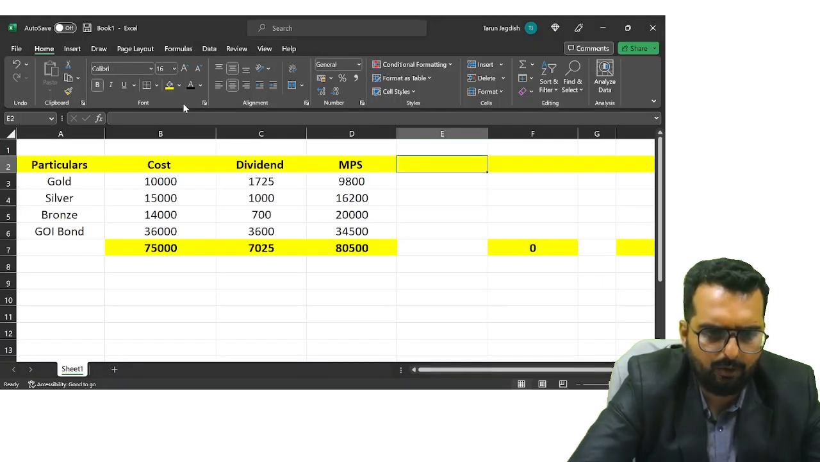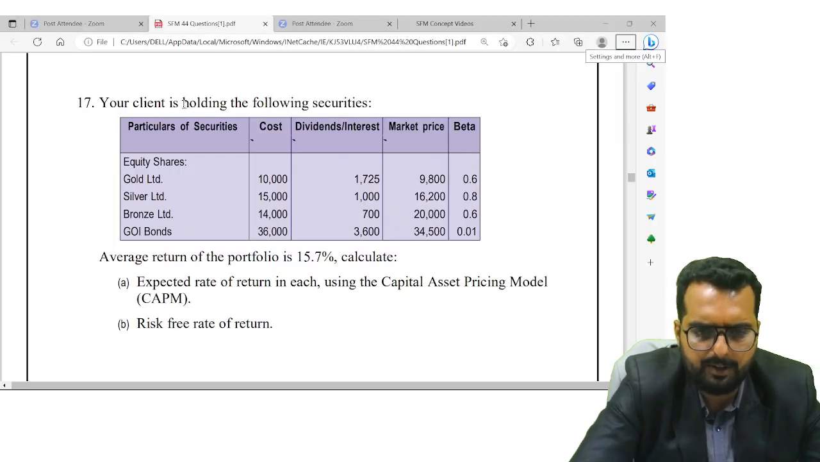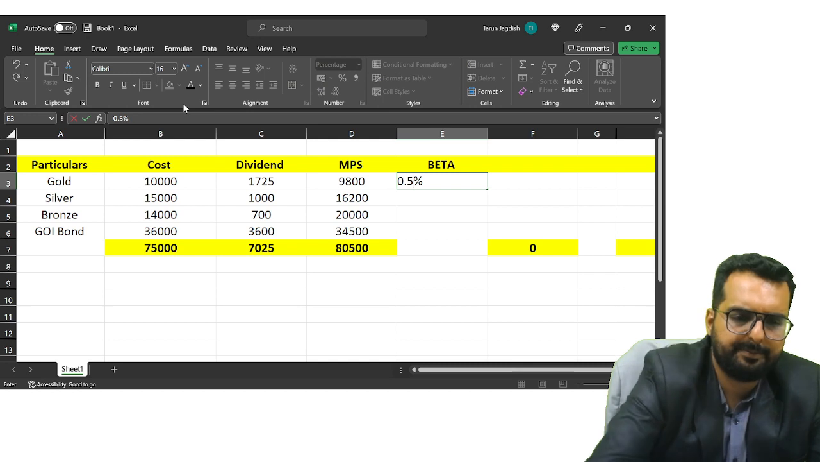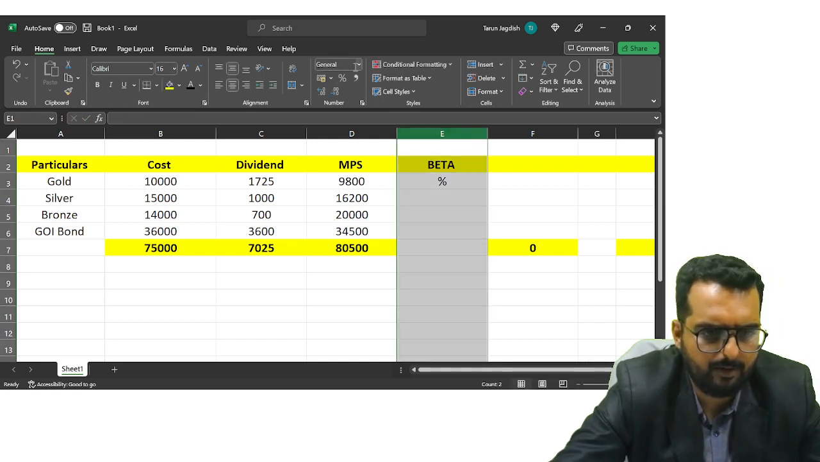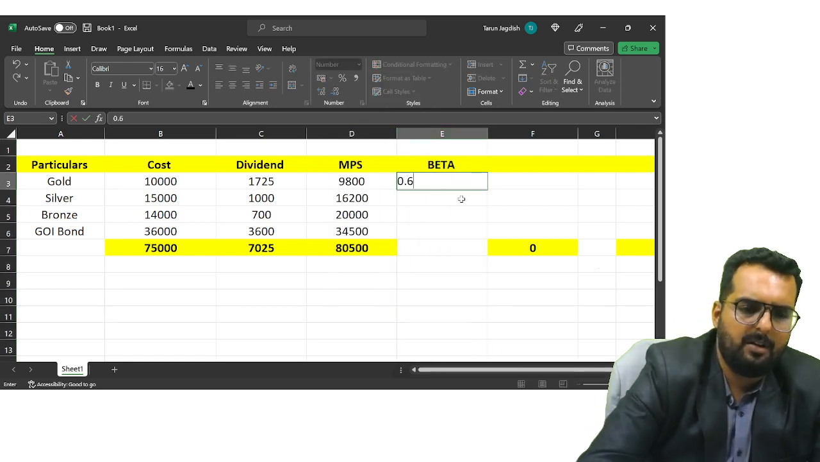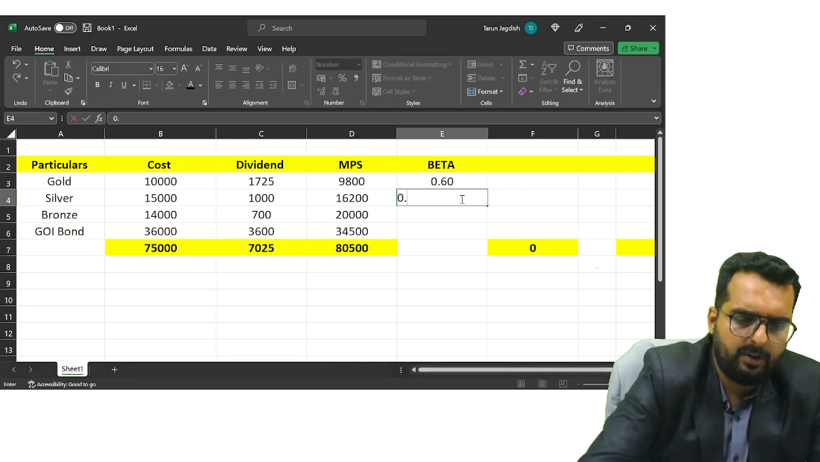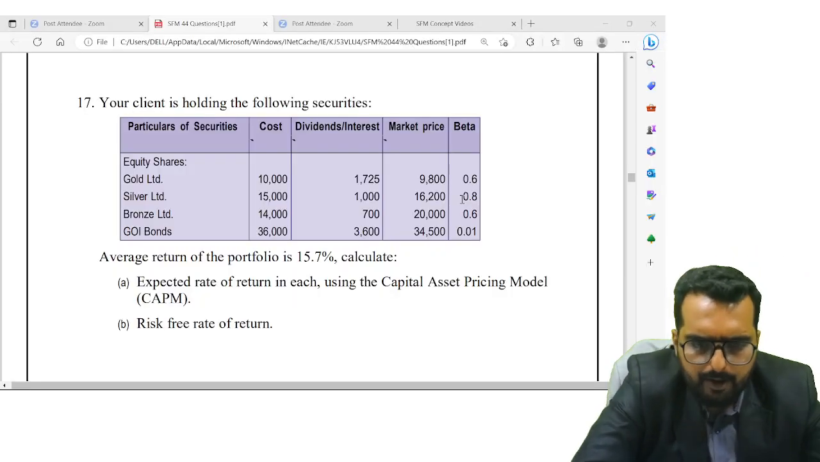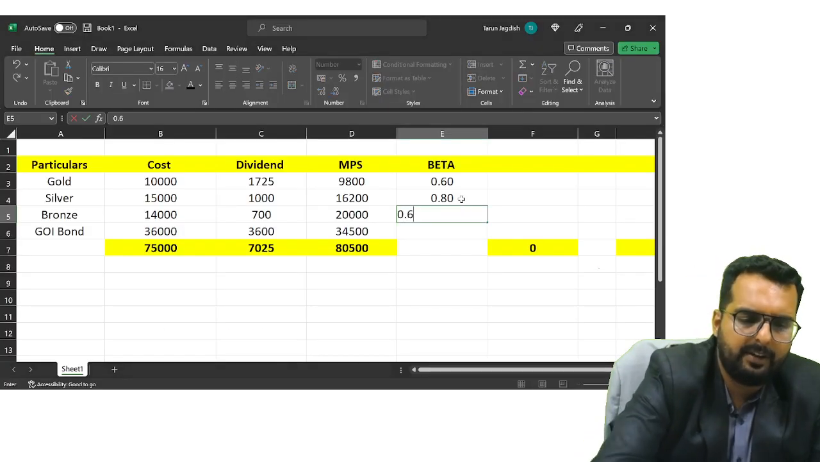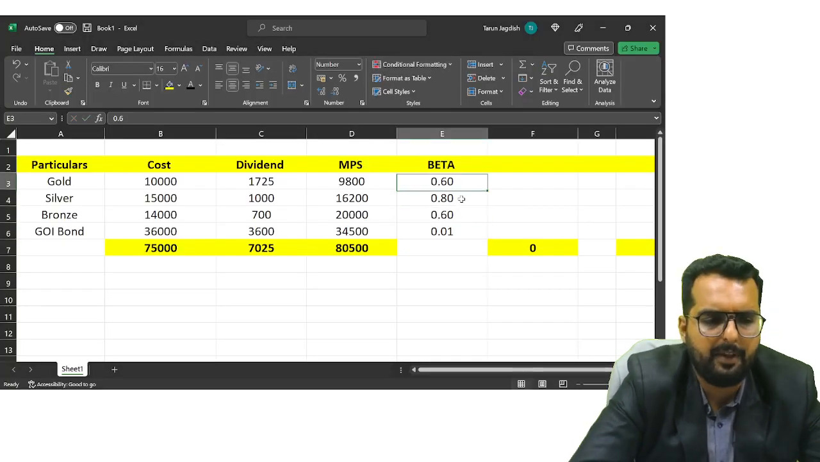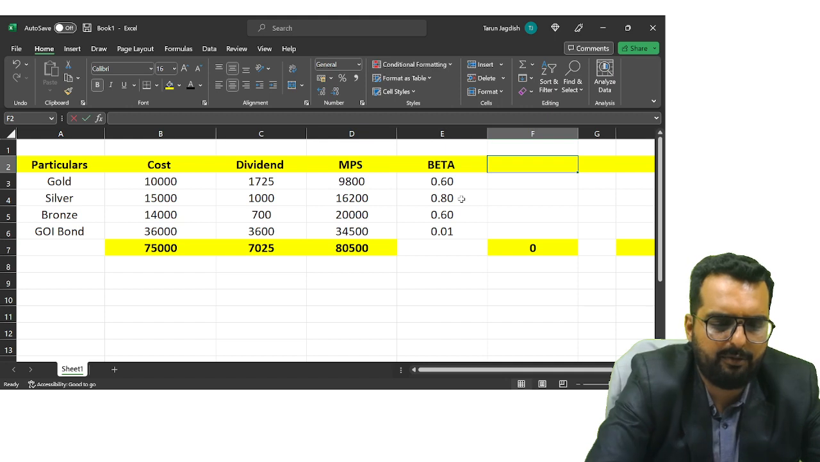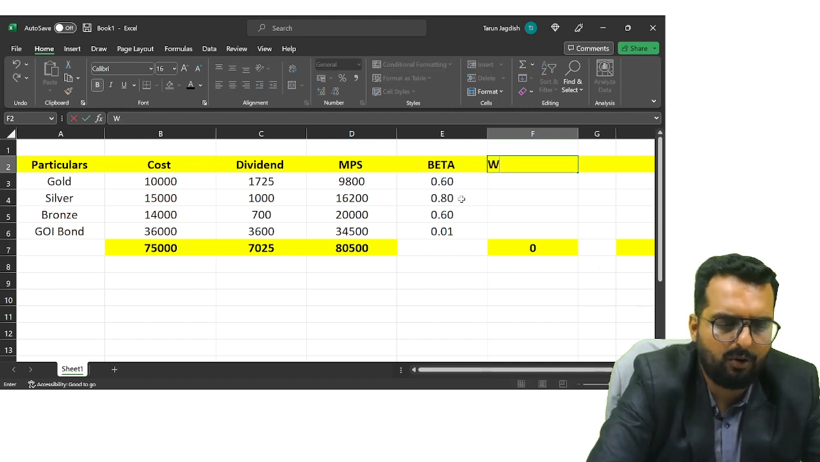They have given the beta also over here. Okay. How much is the beta? 0.6. Then you have 0.8. Then you again have 0.6. And the last one is what? 0.01. Okay, friends, now I can take the weight based on the cost.